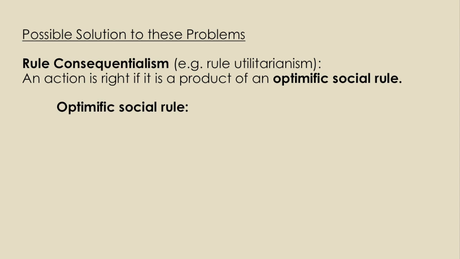So let's look at a couple of examples to illustrate this. As a general rule, the prohibition on lying is a good thing. In other words, as a rule, the best possible results are usually produced by telling the truth. And if everyone in society followed that rule, then generally we would have the best possible results.